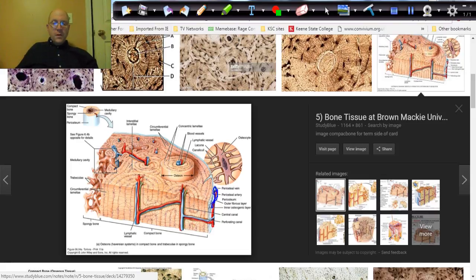Then, underneath that is where you would find your osteogenic layer. Lots and lots of tiny little cells, osteogenic cells, that are capable of differentiating into osteoblasts and chondroblasts and fibroblasts.